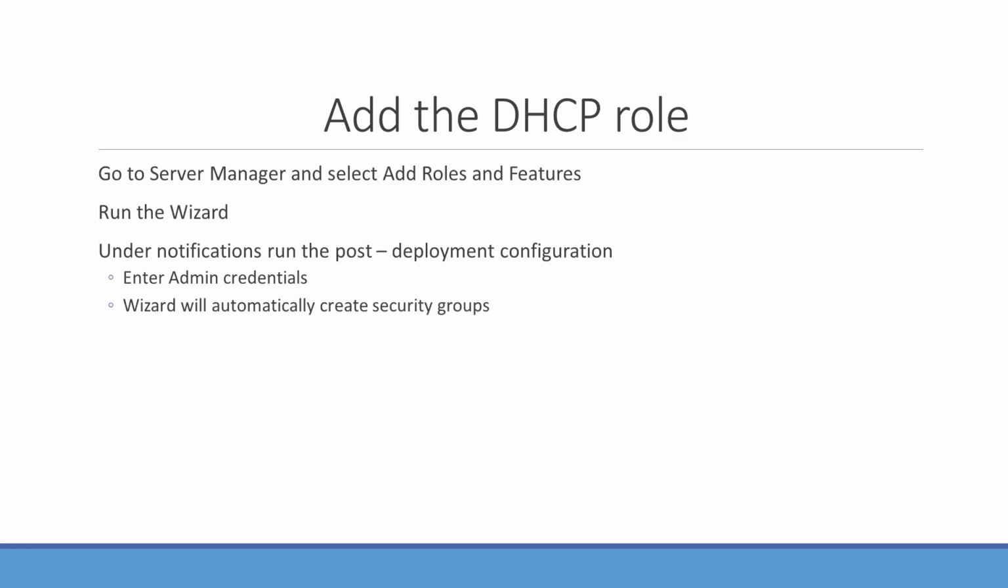So now we're going to add the DHCP role here. First we want to go to the server manager and select add roles and features, run the wizard, and then under notifications run the post deployment configuration, and enter admin credentials. Then the wizard will automatically create the security groups for you. So I'm now going to switch over to my server and show you how to do that.